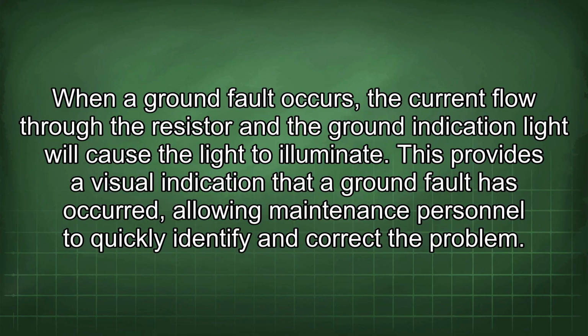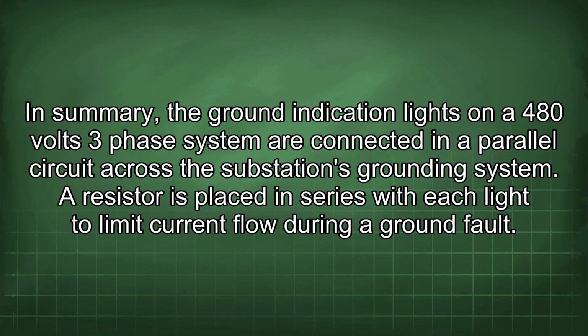When a ground fault occurs, the current flow through the resistor and the ground indication light will cause the light to illuminate. This provides a visual indication that a ground fault has occurred, allowing maintenance personnel to quickly identify and correct the problem. In summary, the ground indication lights on a 480 volts three-phase system are connected in a parallel circuit across the substation's grounding system.